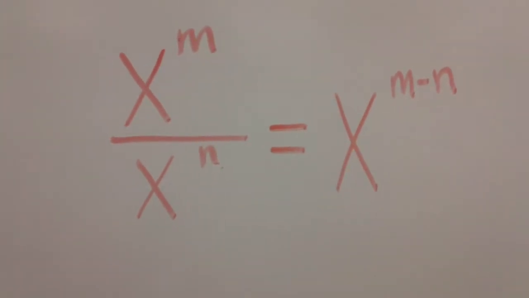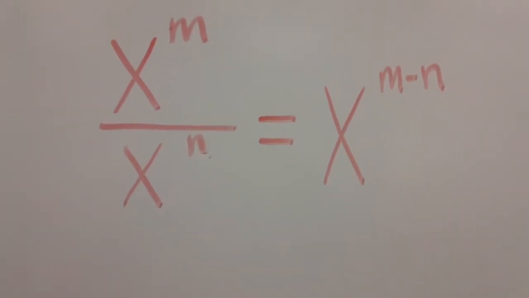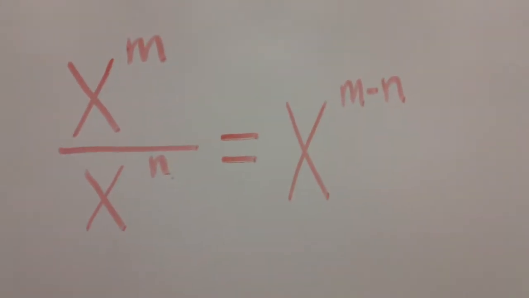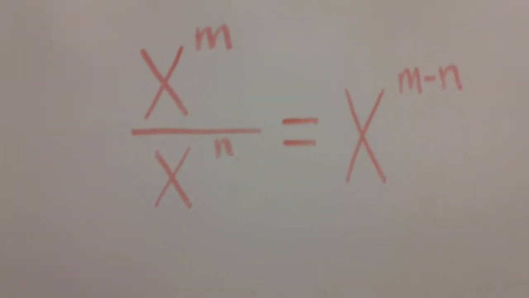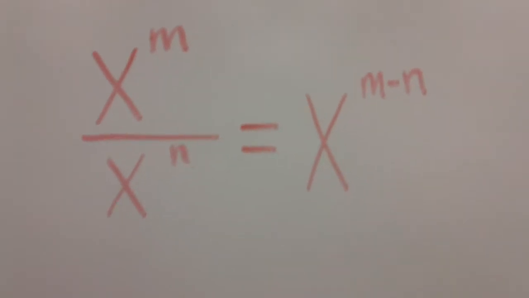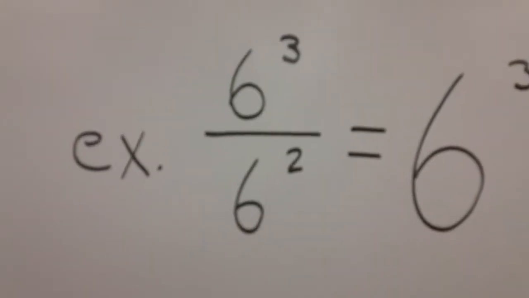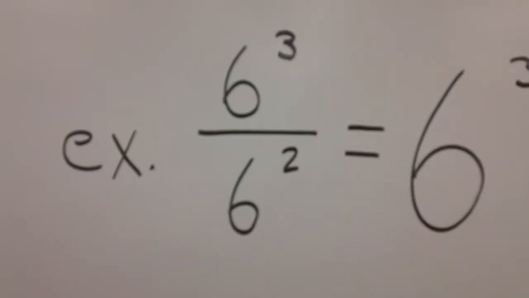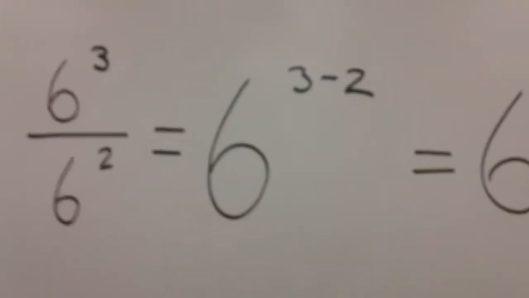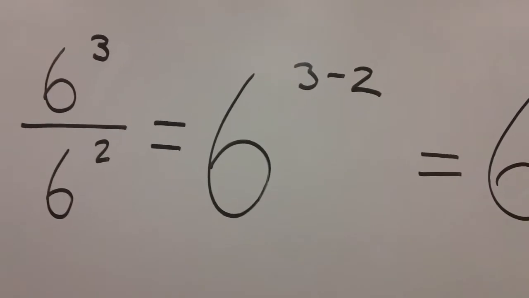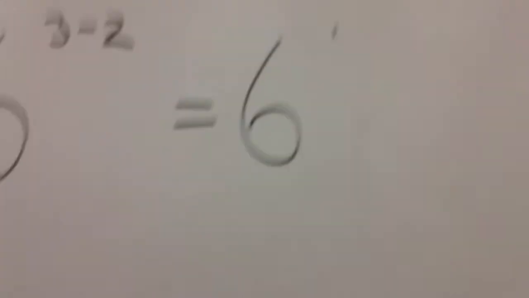Our next example starts with x raised to the m divided by x raised to the n, which is equal to x raised to the m minus n. In the division of two exponential expressions, you just subtract the exponents from each other. Our example of this would be 6 to the third over 6 squared, which is equal to 6 to the power of 3 minus 2, which equals 6 by itself.